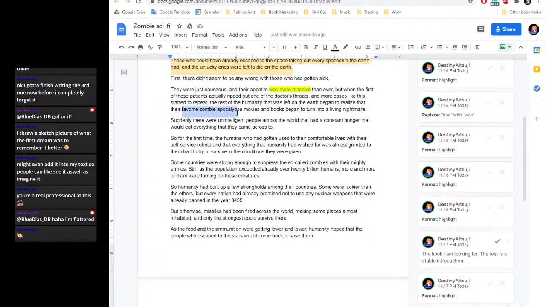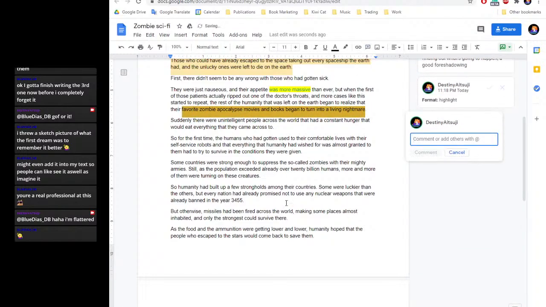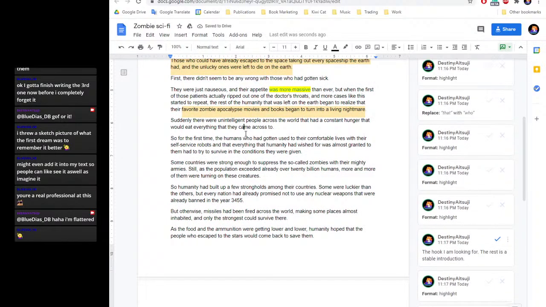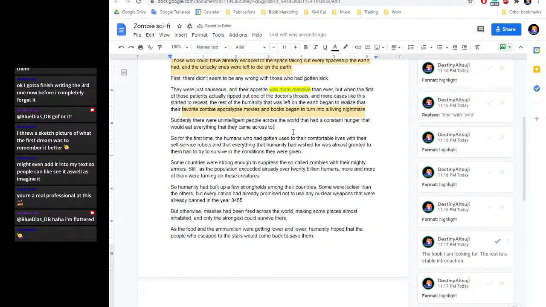Oh my god, I love this. Okay, I'm going to explain why I love this so much, because it's ironic. Usually you don't describe things that you love with such a negative tone, and this works perfectly. So it's kind of like sarcasm, but it's not sarcasm, so it's fine. Right, suddenly there were unintelligent people across with constant hunger that would eat everything. Okay, I actually like how they describe the zombie here.